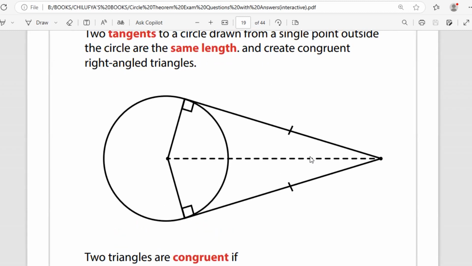as you can see, as indicated by these lines right here, this one and that one. That denotes that the length of this line is the same as the length of this line. So that's what it means. And they create congruent right-angled triangles. So these triangles are exactly the same. Their angles are the same, their sides are the same, everything is the same. I'll show you very quickly when we enter our beloved app.